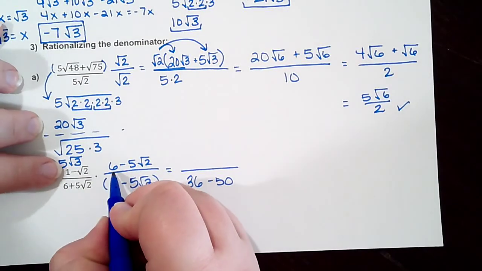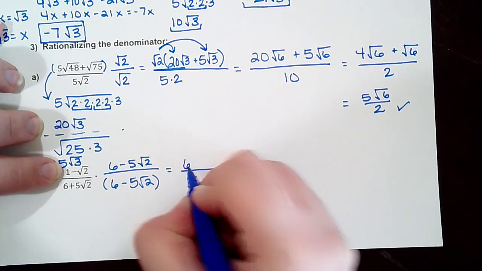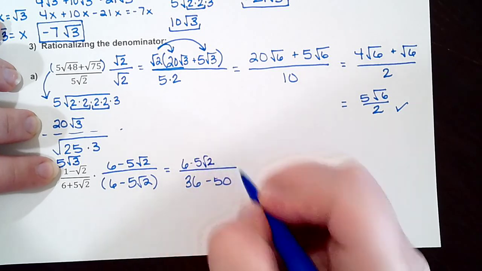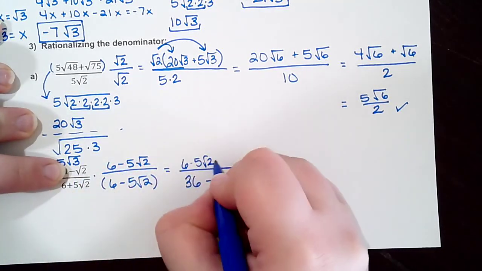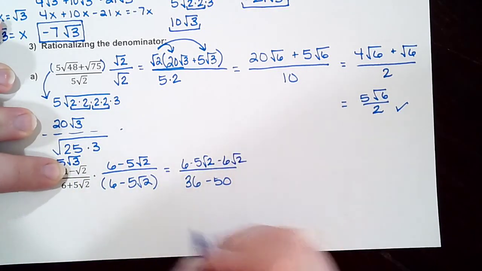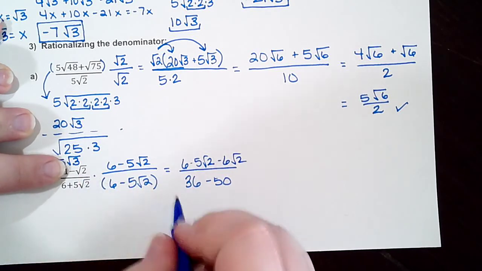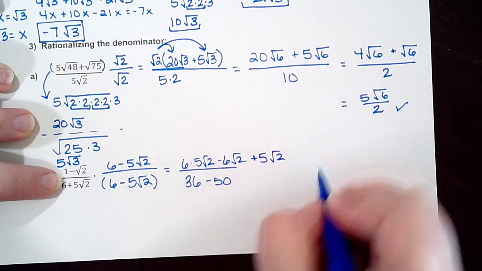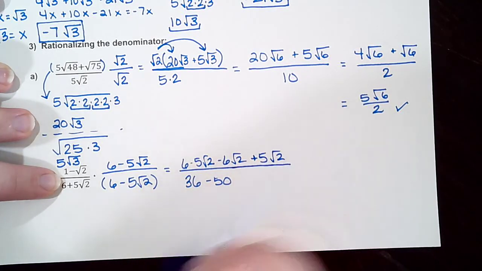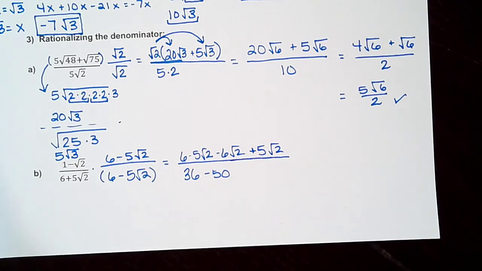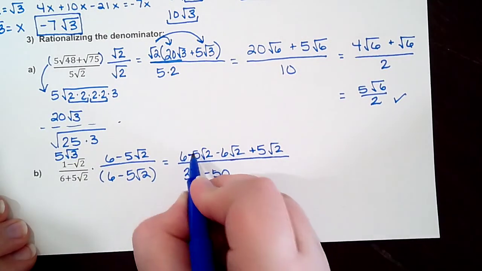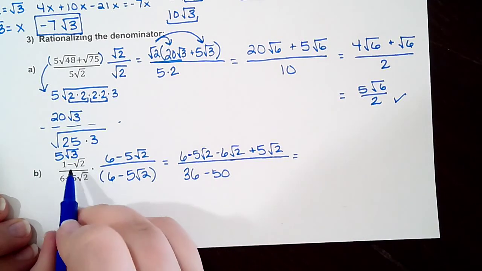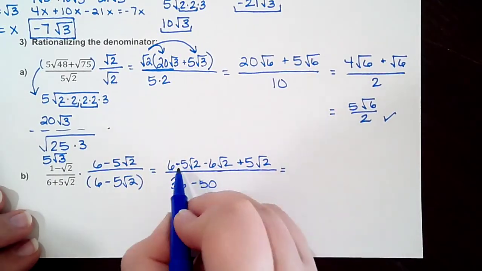As for the top, it's a little trickier. We've got 1 times 6. We've got 1 times the negative 5 square root 2. Negative 2 times 6, which is negative 6 root 2. And negative root 2 times negative 5 root 2, which is positive 5 root 2. Ta-da! Just like that. Now it's a game of simplifying. We have rationalized it well. We double check our FOIL, and then we're just going to add things.